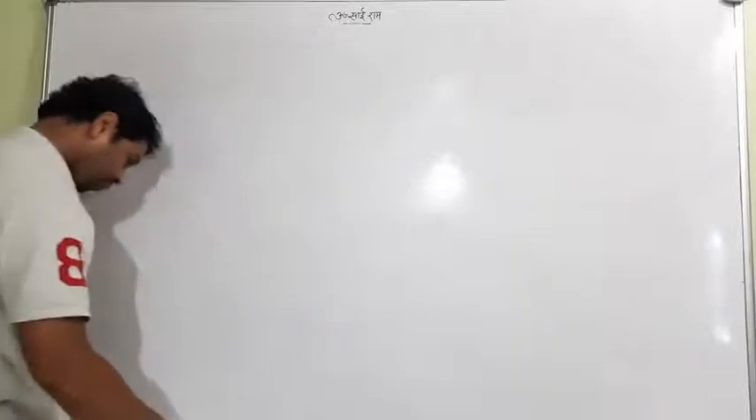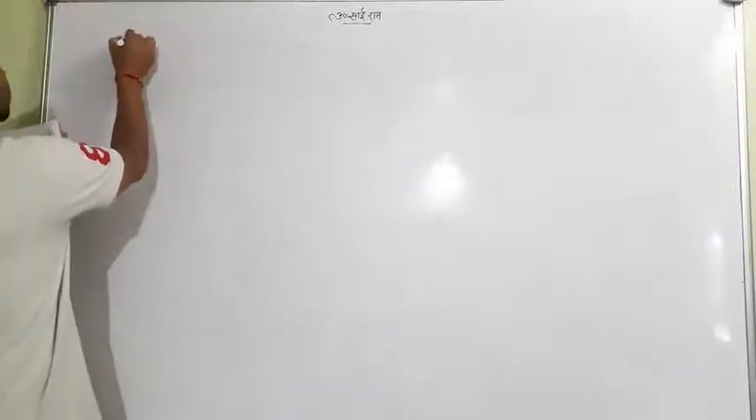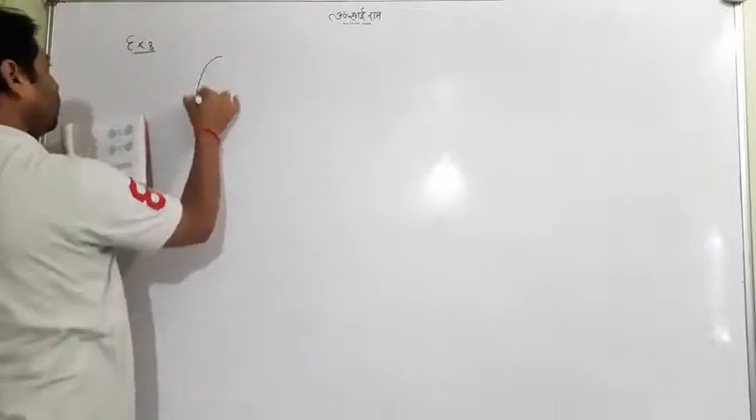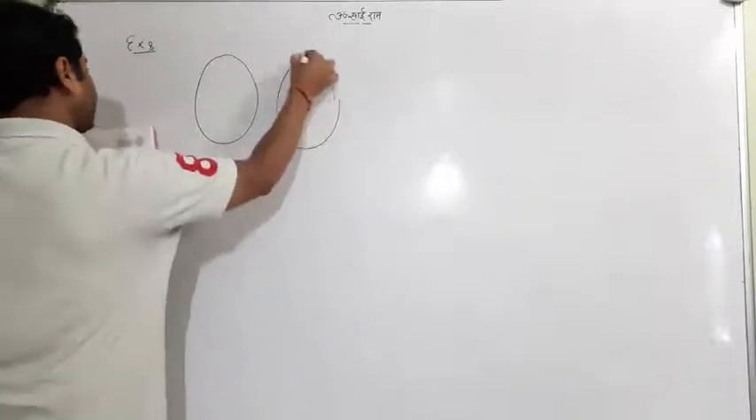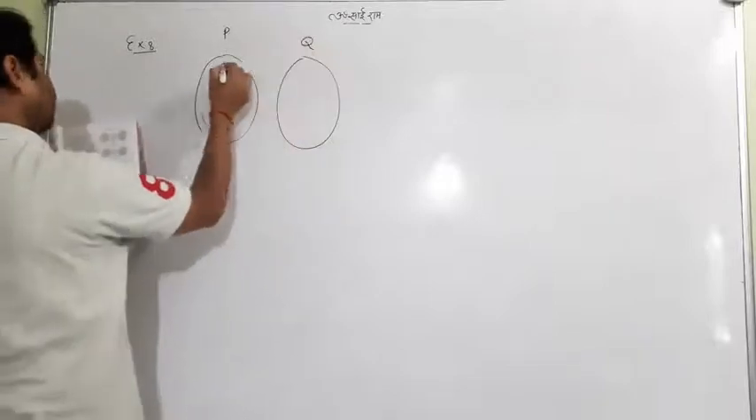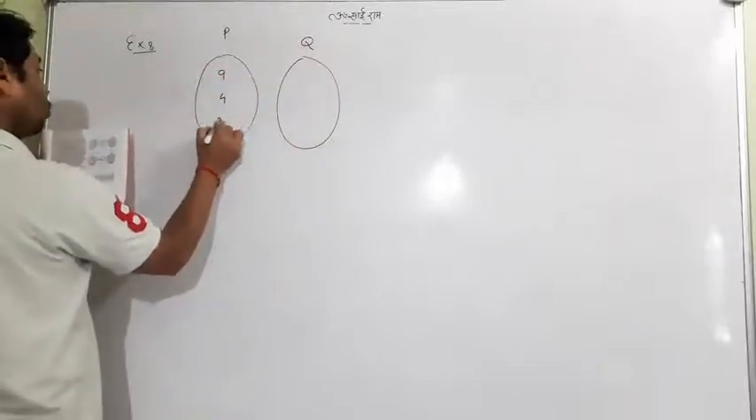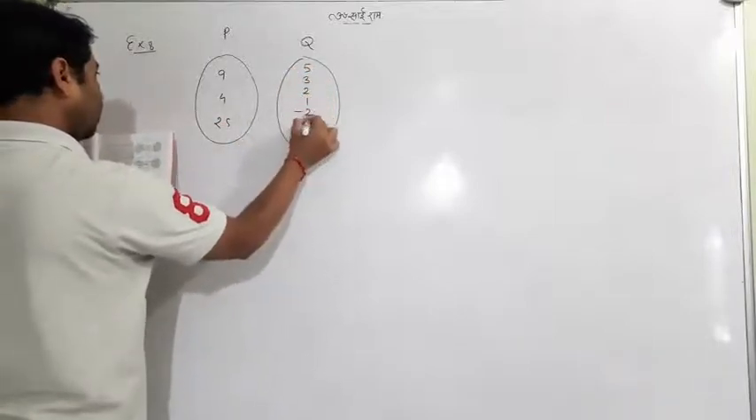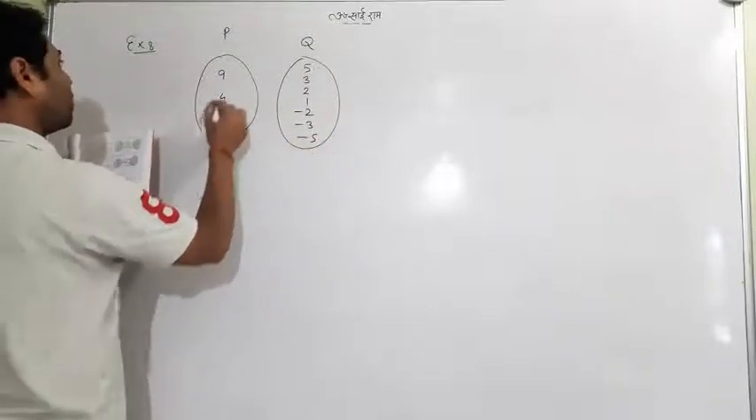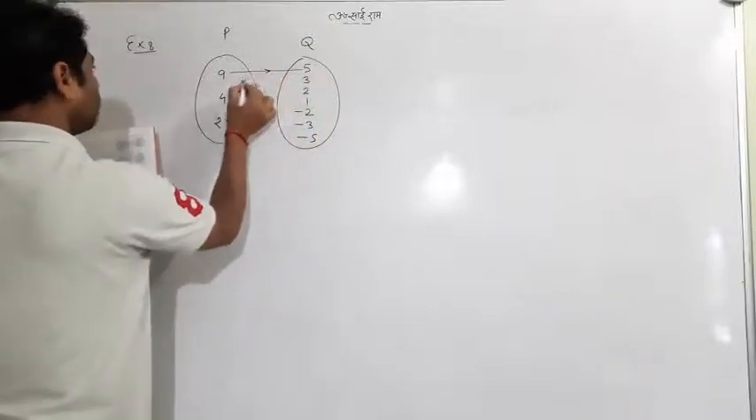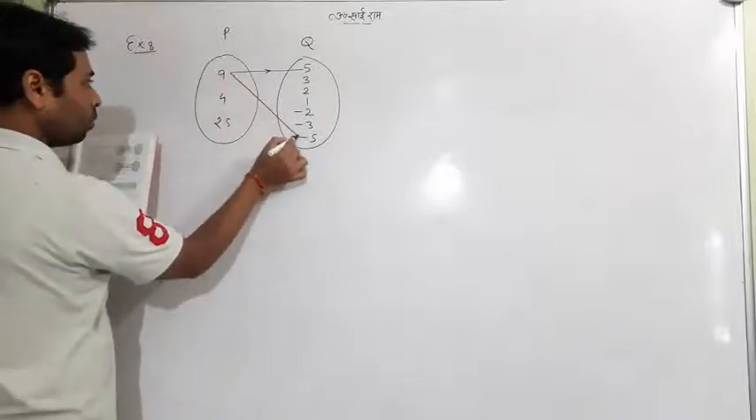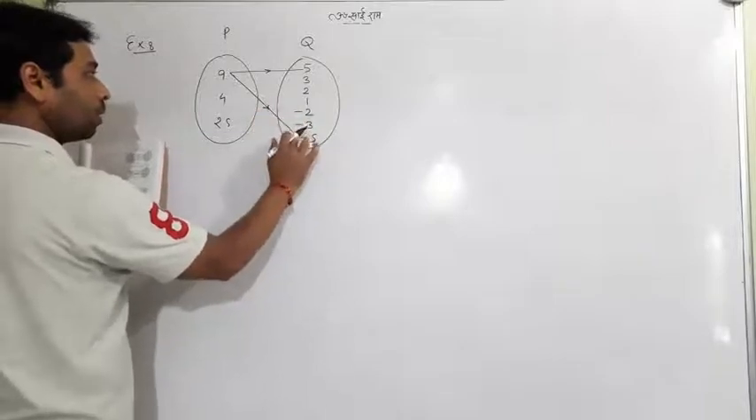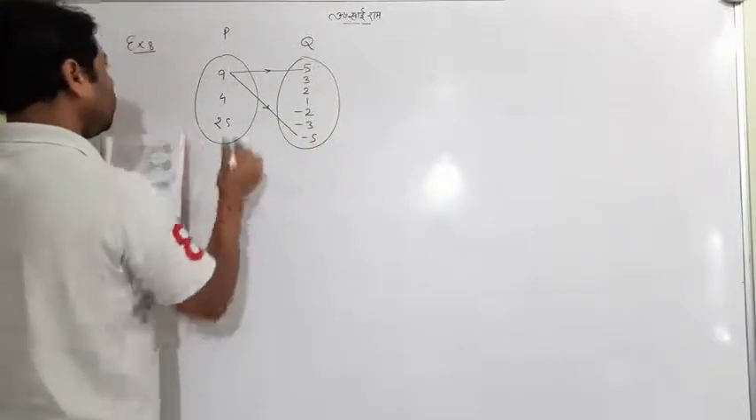Question number 8. Example number 8 says, in the figure, so a figure is given. Okay, I'm making the picture directly. P and Q. This is 9, 4, 25. This is 5, 3, 2, 1, minus 2, minus 3, minus 5. The picture is given to you like that. Try to catch the picture on your own.